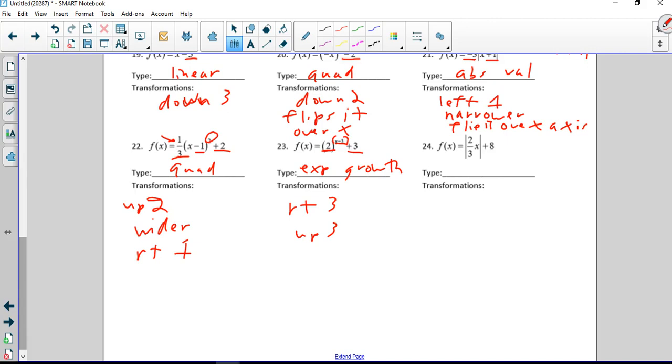Okay, on the next one, we have absolute value again. This is going to move it up 8. And the 2/3 is going to make it wider.